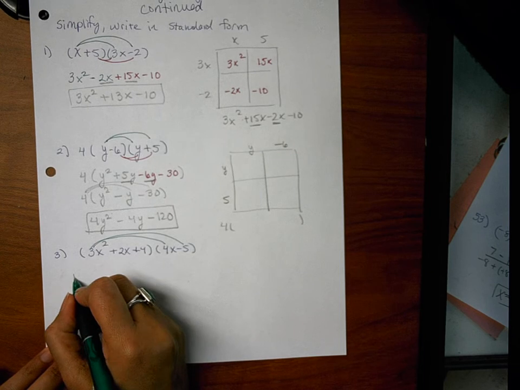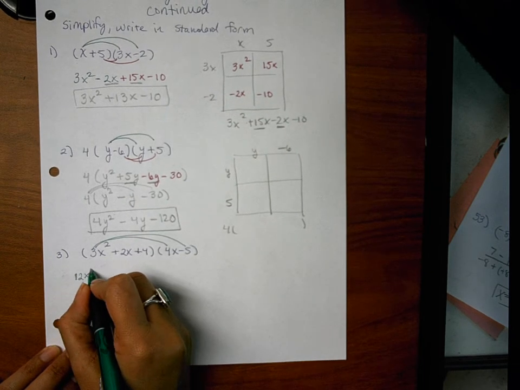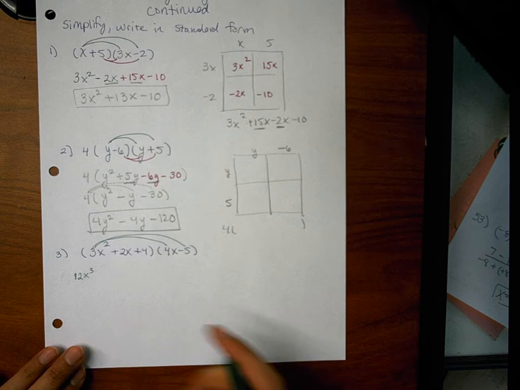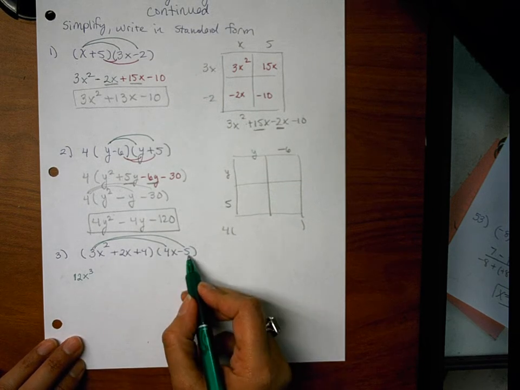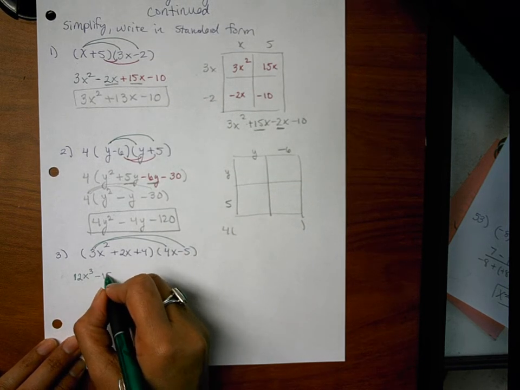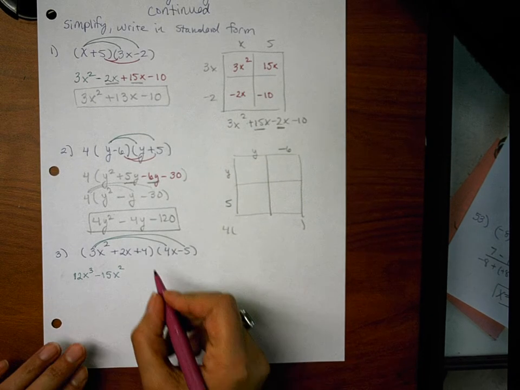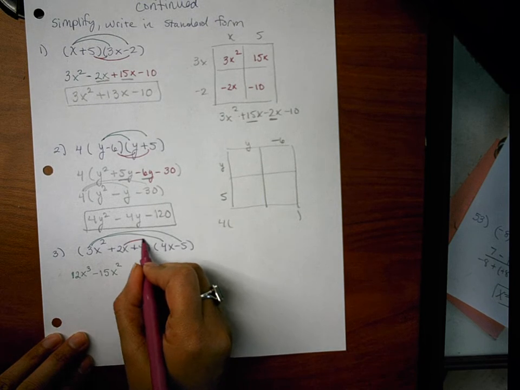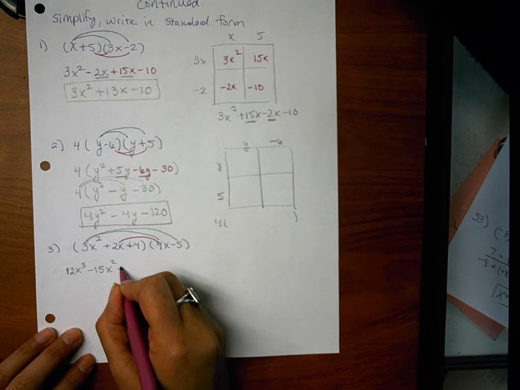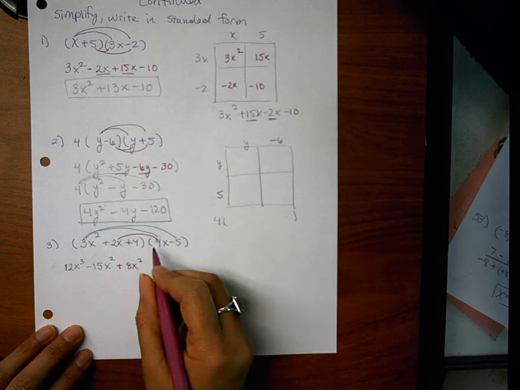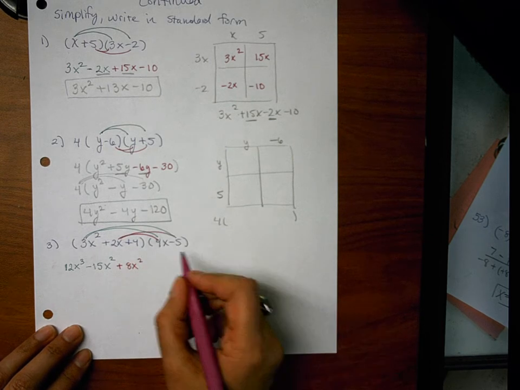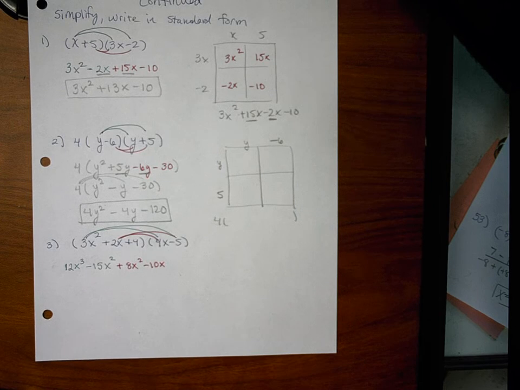3x squared goes to both of those, and that gives me 12x, and you add your exponents, so 12x to the third. 3x squared times negative 5 is negative 15x squared. And then I'm going to go through and do it again with the 2x. 2x times 4x is positive 8x squared. 2x times negative 5 is negative 10x.